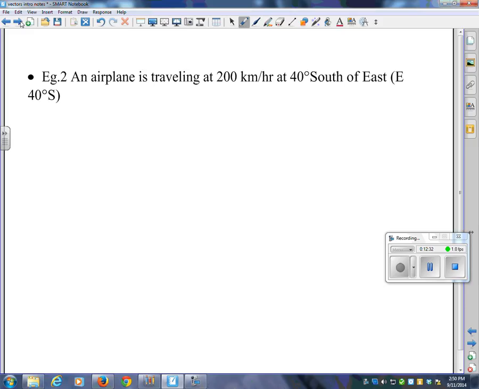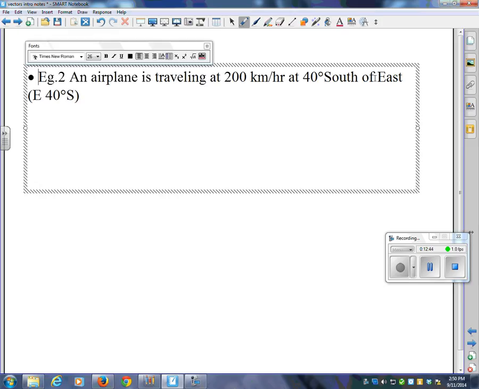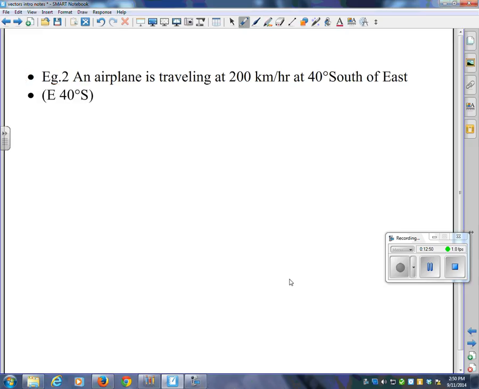Here's where it starts to get a whole lot harder real fast. An airplane is traveling at 200 kilometers per hour at 40 degrees south of east. What does that mean, south of east?